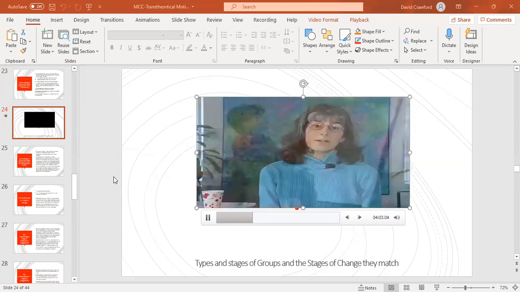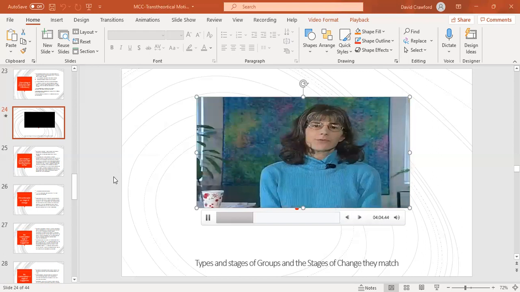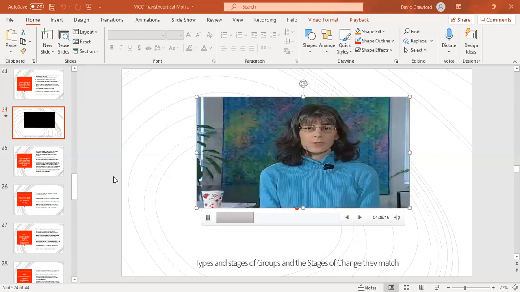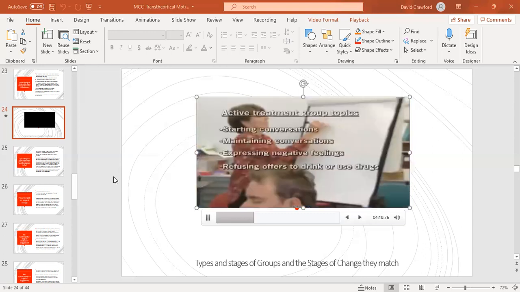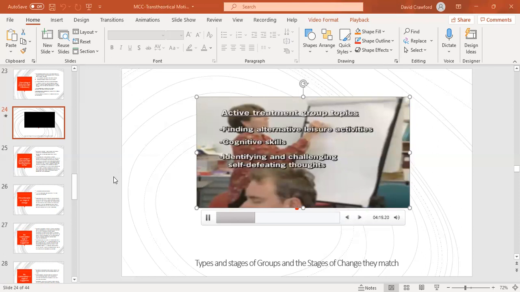Active treatment groups are an ideal forum for clients to learn and practice social skills that they can use to help them stay sober. Helpful skills include starting conversations, maintaining conversations, expressing negative feelings, and refusing offers to drink or drug. Group leaders can help clients find alternative leisure activities and develop cognitive skills for sobriety, such as identifying and challenging self-defeating thoughts.